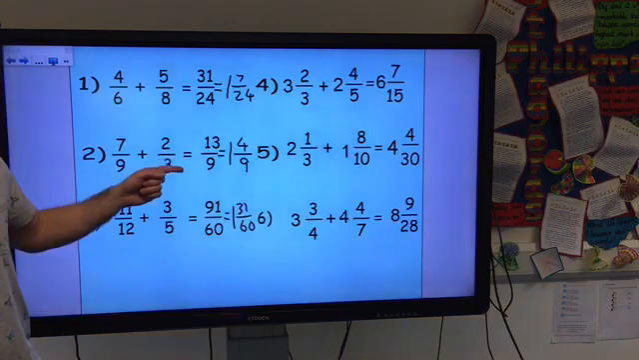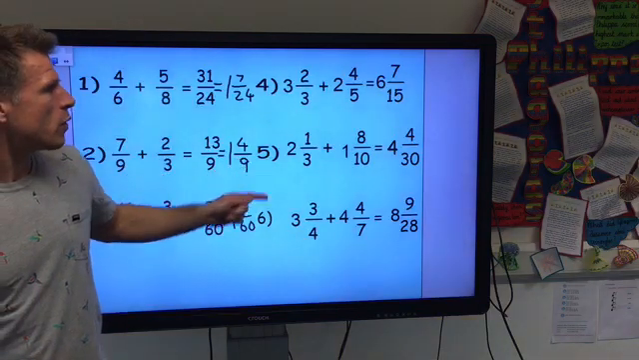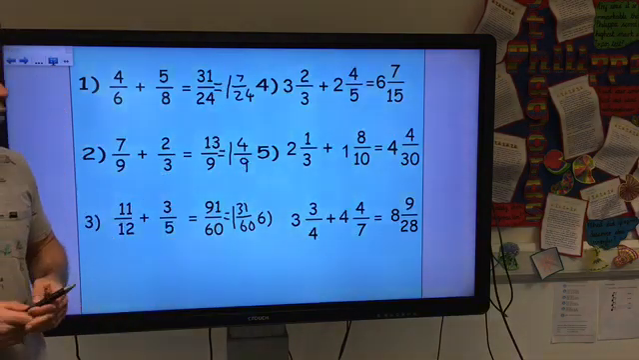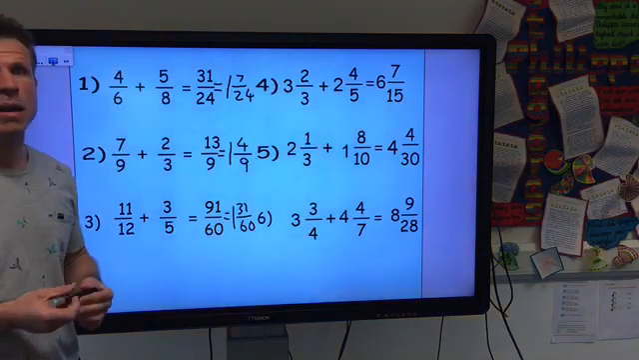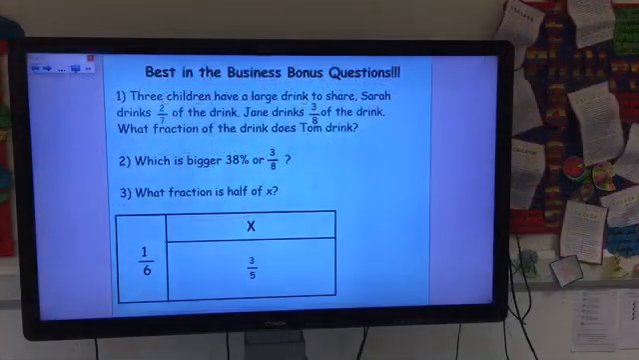All I would say is that the middle one there, number 5, you could have simplified that to 4 and 2/15. So if that was your answer, that's absolutely fine too.